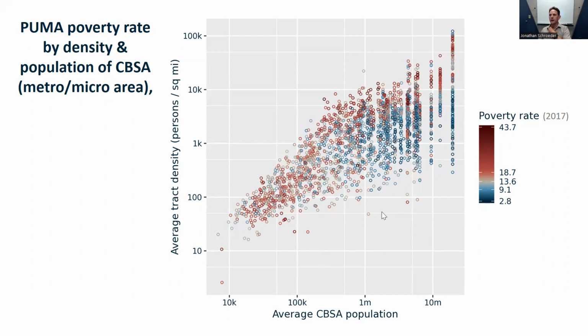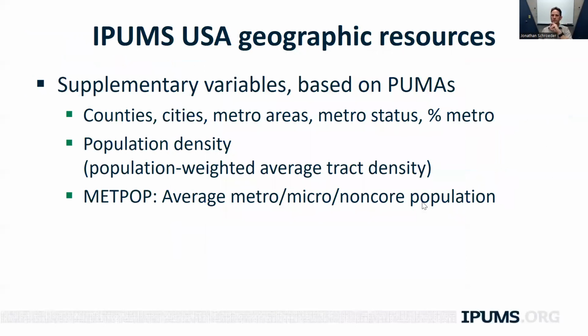And you can see how by coloring these circles, we can see how poverty rate varies across the urban-rural spectrum. In larger metro areas, we can see that the poverty rate is highest in the denser PUMAs, and it's lower in the more suburban and exurban PUMAs. But as you get into smaller metro areas and non-metro areas over here on the left, you can see that all of these areas have higher poverty rates. There's not a density variation like you can see over here. So that's an example of how you could use those variables.